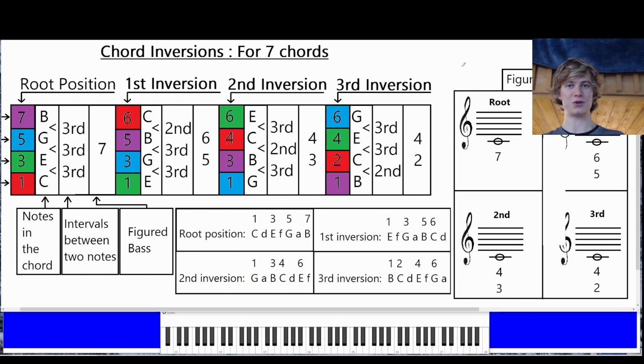Okay, now second inversion is 3-4. This makes sense because remember, in your second inversion, you have that second in the middle there. So you have a 1, 3, 4, and then 6.